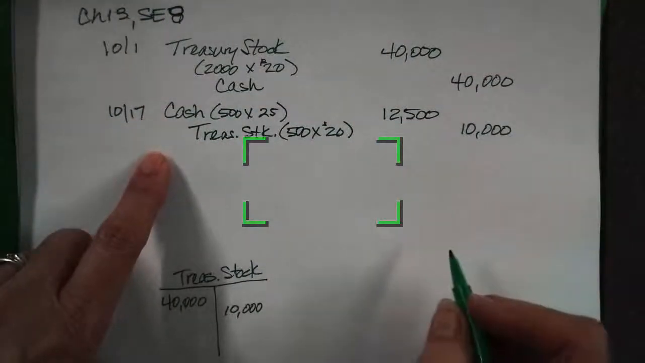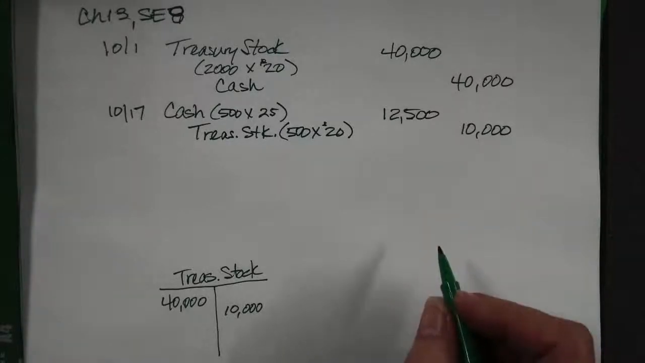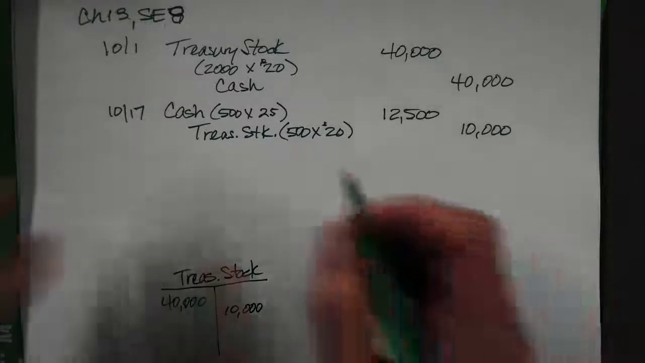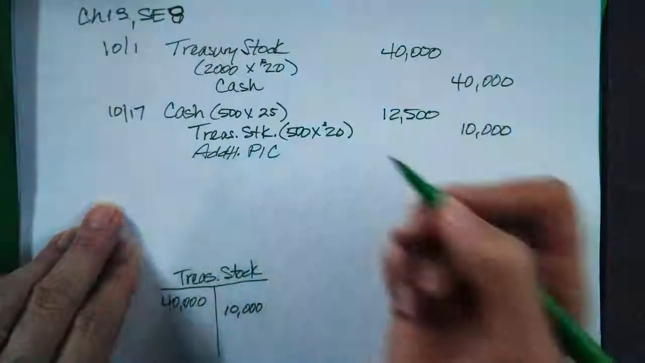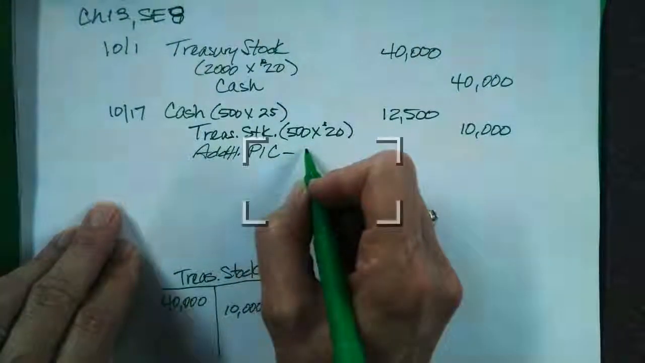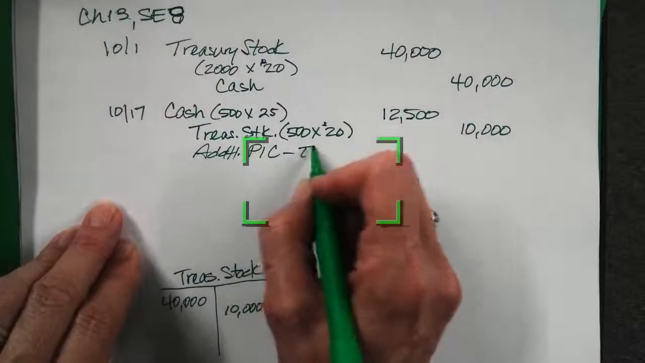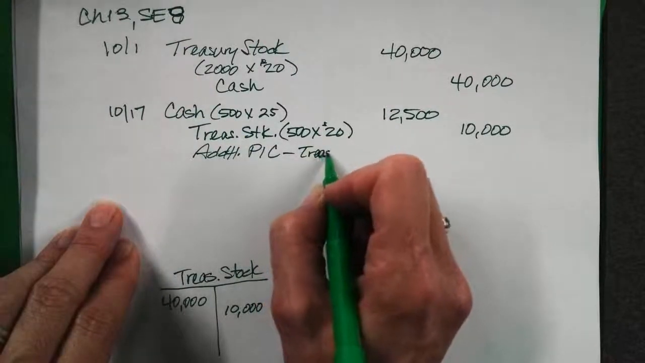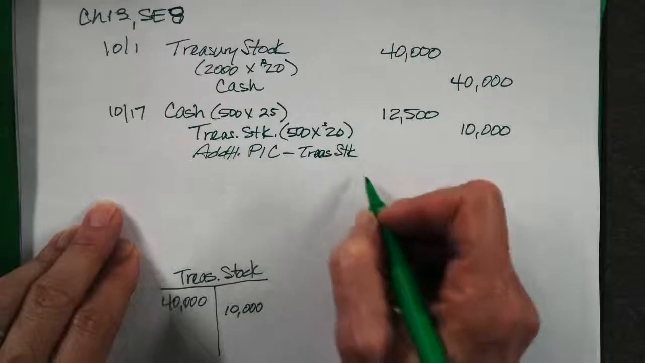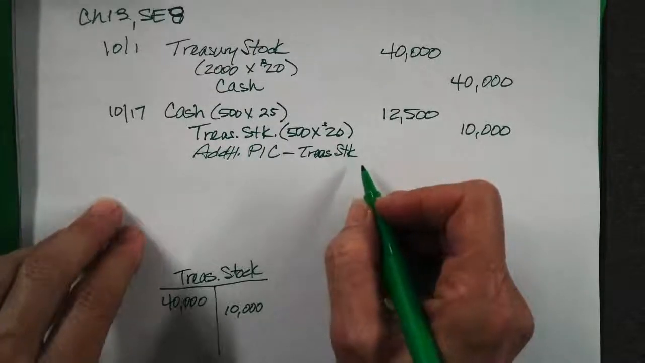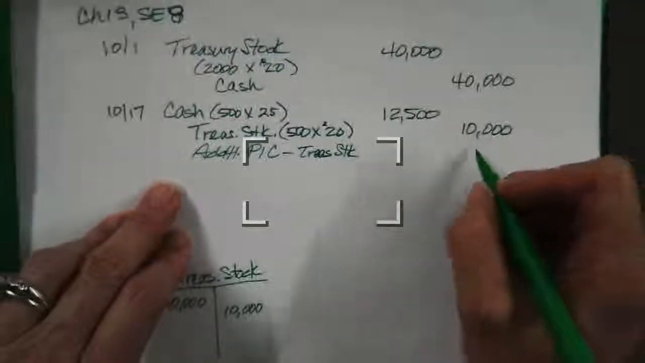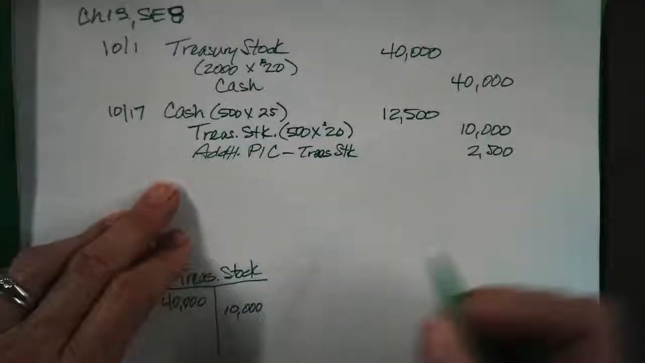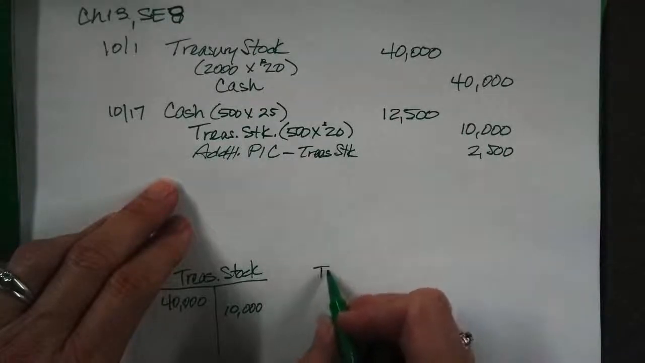And how do I make this entry balance? Well, guess what? We call this additional paid-in capital treasury stock. We already had additional paid-in capital common stock when we sold our stock for more than par value. Well, we're going to call it additional paid-in capital treasury stock when we sell our treasury stock for more than we paid for it, not par value, when we sell it for more than we paid for it. Okay, so that's where that other $2,500 is going to go. So I'm going to have to set up this account.